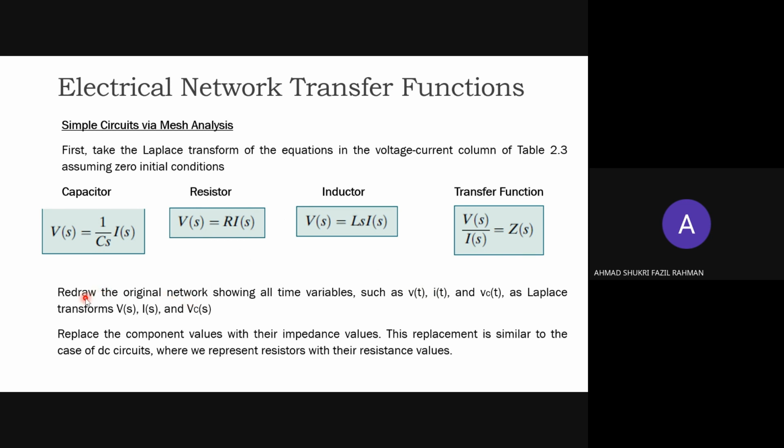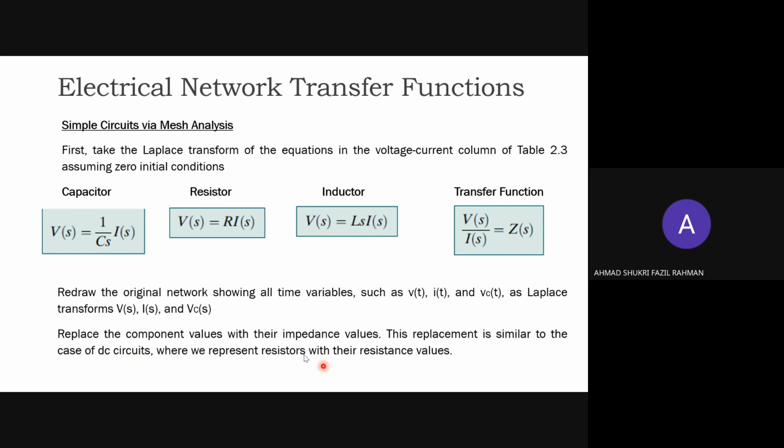So the first thing that we do, once we have established this representation, is we redraw the original network by showing all the variables such as v(t), i(t), and also vc(t). This is in the form of a differential equation in the time domain. And then we transform it into the Laplace form. So you can see from here, small case v becomes capital V, small case i becomes capital I, vc becomes capital Vc, but the s remains small case. And then from here, we replace the component values with their respective impedance values. The replacement is similar to the case of DC.